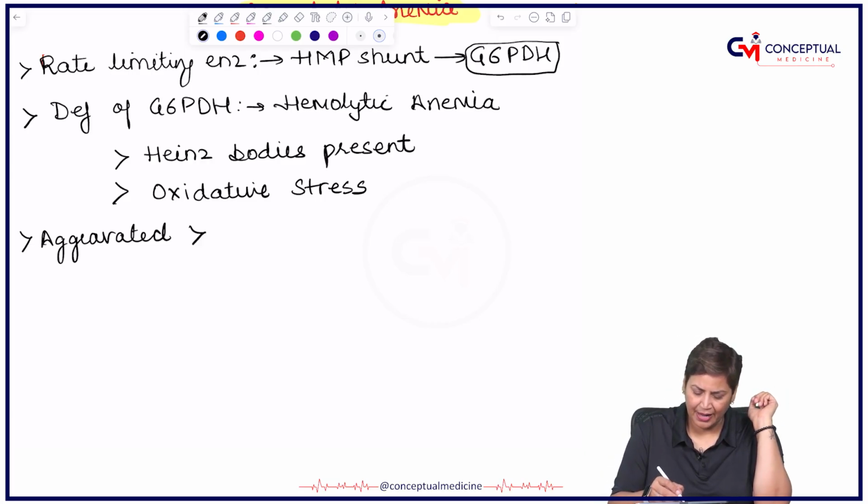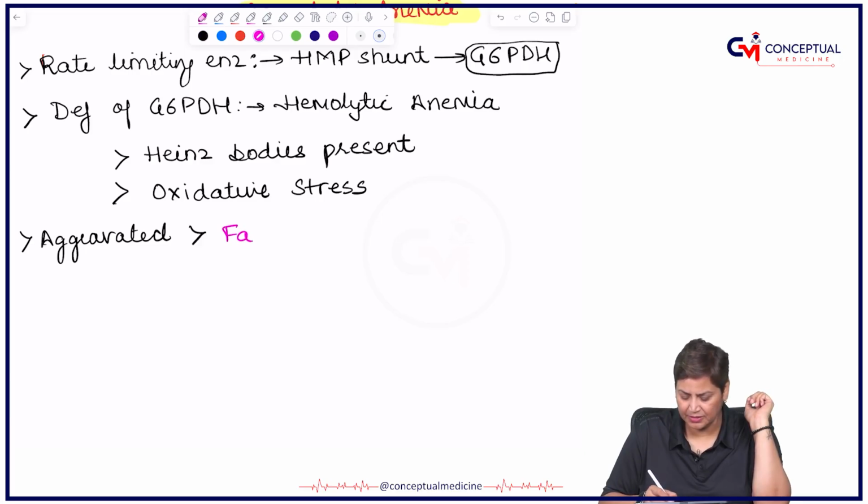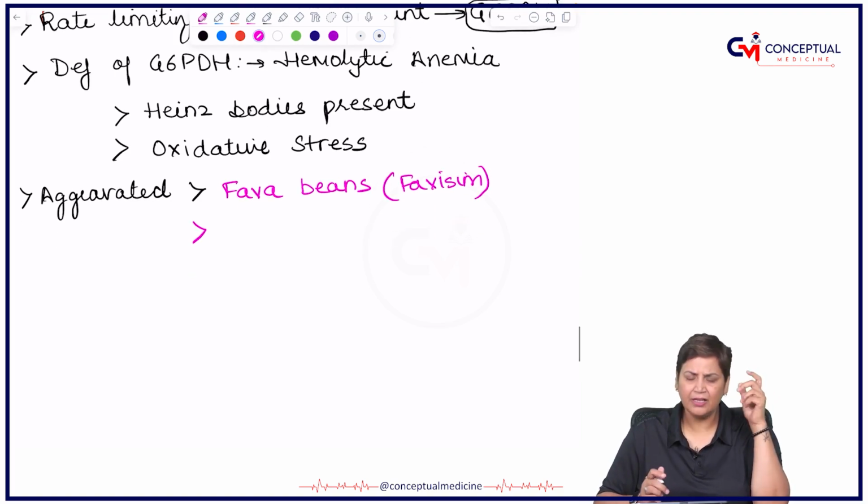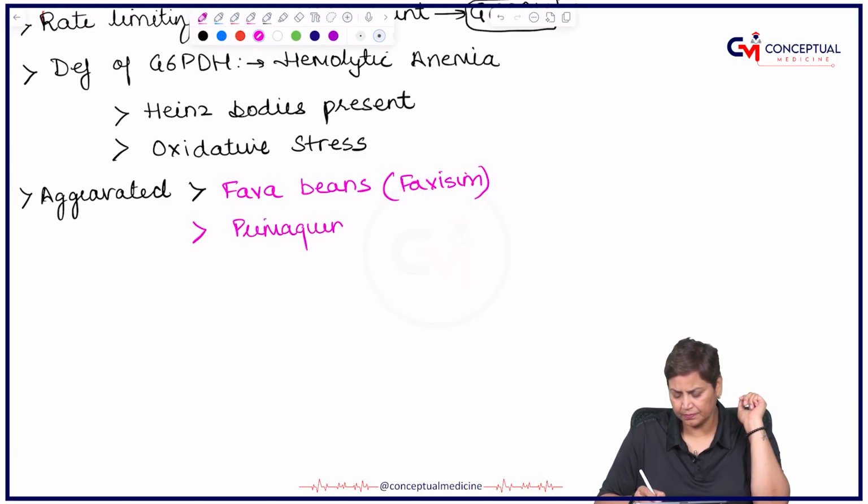So it is aggravated by ingestion of fava beans, favism, and it is also aggravated by oxidative drugs like primaquine and others. And it is aggravated in areas like the Mediterranean, where there is Plasmodium falciparum. So Mediterranean areas also.